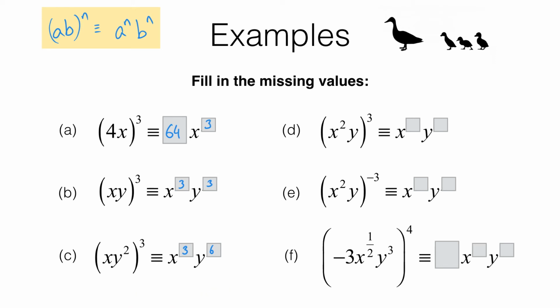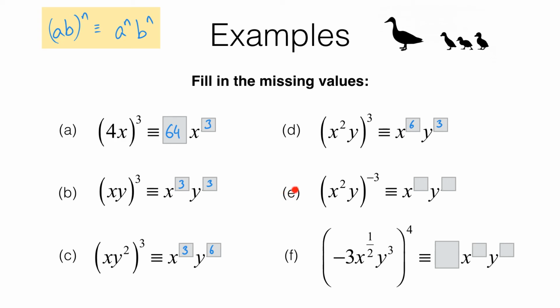Okay, let's move on. Pause the video and have a go at question D for yourself. Here's the answer. We have x squared multiplied by y all raised to the power of 3. So we need to raise x squared to the power of 3 and also raise y to the power of 3. x squared raised to the power of 3 is x to the power of 6, and y raised to the power of 3 is just y to the power of 3.